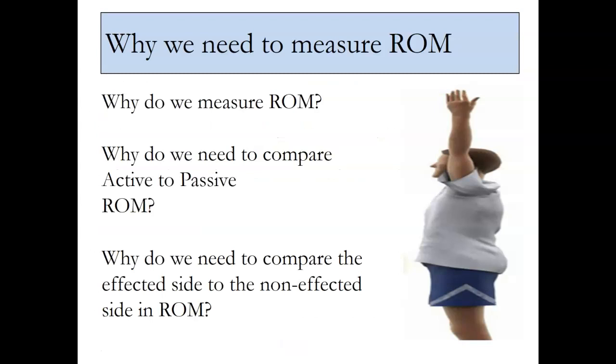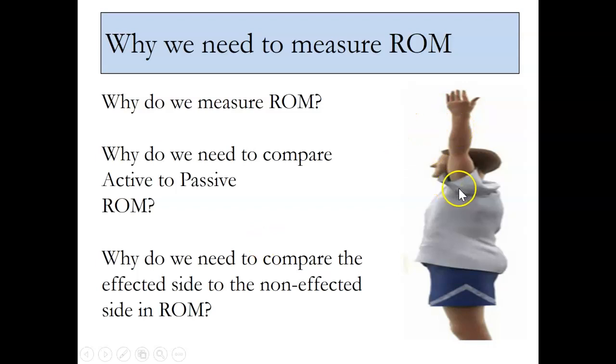Talked about range of motion. Why do we measure range of motion? We'll get more into this next week, but just to keep hitting on that. We measure range of motion like with the manual muscle testing so we can have a baseline and show progress to insurances. Why do we compare active to passive?